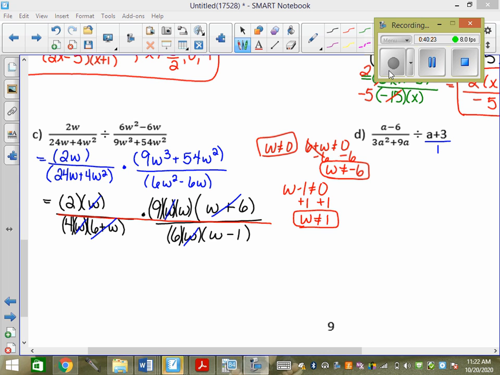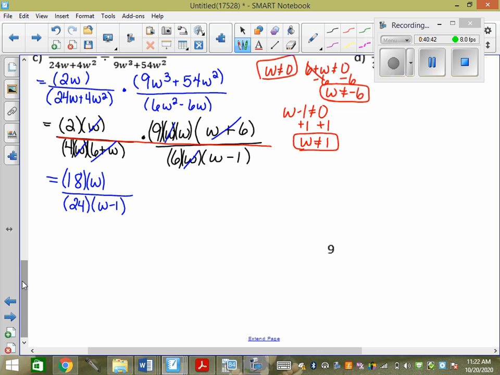A single W staying. You can take a 3 out of the 9 and the 6, but if you can't spot that, that's fine. Put them together, then deal with it. So 2 times 9 is 18, and then W. On the bottom, 4 times 6 is 24, and then W minus 1. Most people make fewer mistakes if they put them together first. So I can take a 6 out of both. 18 divided by 6 is 3. 24 divided by 6 is 4. So it's 3W over 4, W minus 1. W cannot equal 0, negative 6, and 1.